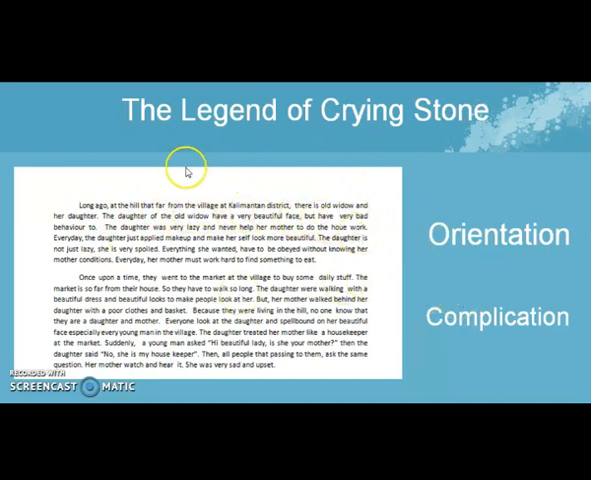So here is the orientation, and next is the complication, where the problem develops. The problem appears when they went to the market, and all the people never thought that they were mother and daughter, and the daughter said that she is not her mother, but her housekeeper, and the mother is very sad because of that. So this is the detail of the problems of this story.